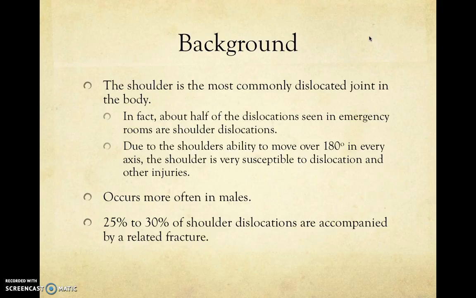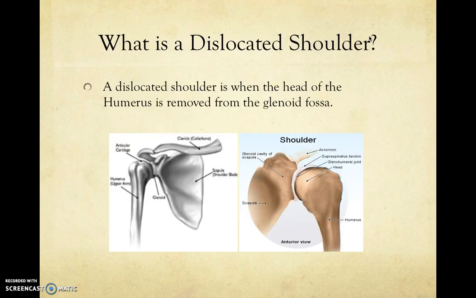Shoulder dislocations tend to occur more often in males than females. This is mostly because males tend to play more contact sports like rugby, football, hockey, etc. than females do. 25 to 30% of shoulder dislocations are accompanied by related fractures, as I will cover more later on in my presentation. Alright, so what is a shoulder dislocation?